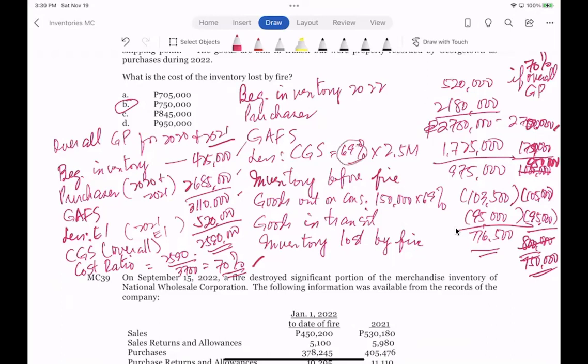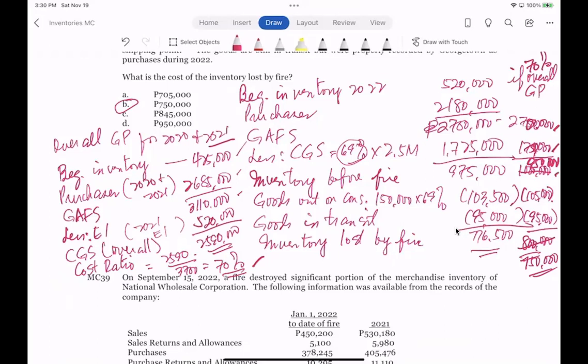Now, the 69% will have to be revised to 70%. So deduct cost of goods sold, which is the sales for 2022, 2.5 million times 70%. That's 1,750,000. So 2,700,000 minus 1,750,000. Your inventory before the fire is 950,000.